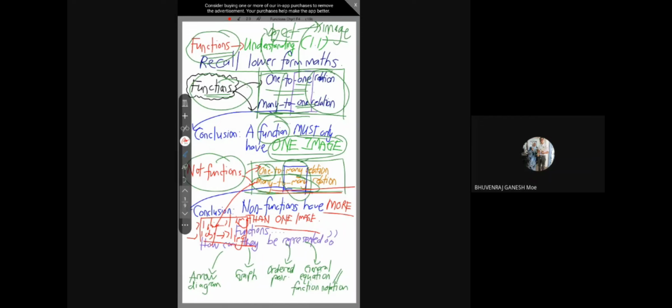Non-functions must have more than one image, but the object can be only one and can be many also. But the thing we are concerned about with non-functions is focused on the image, same as functions. It's either one or many at the end.